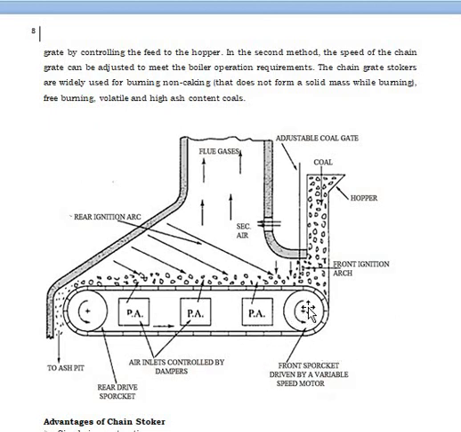This is the front sprocket, and it is connected to the other end, where the hopper is. This front sprocket is driven with the help of a motor. You can see the rear ignition arch here. You can see where the ash is collected in the ash pit. Whatever ash is produced will be collected at this end, below.